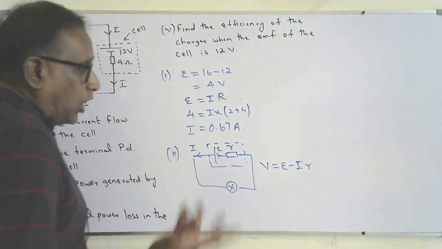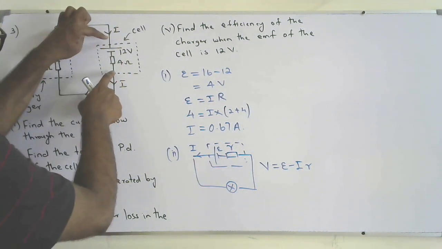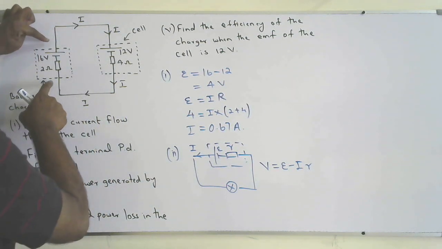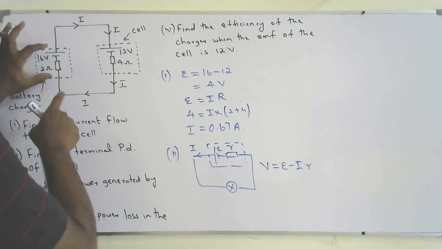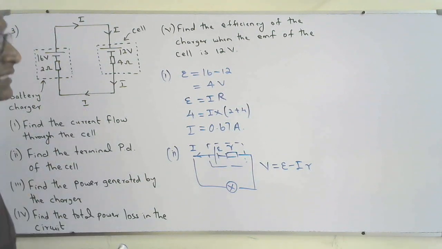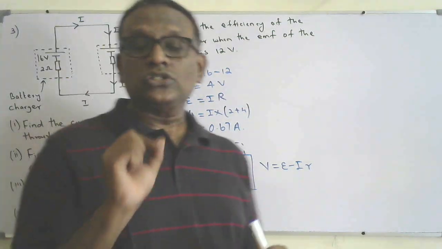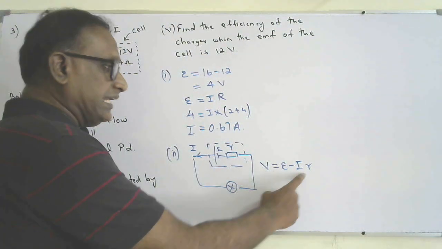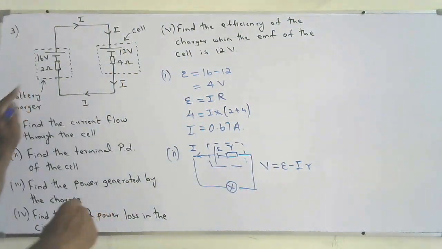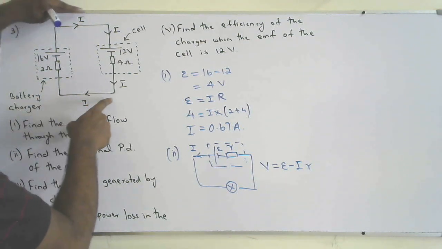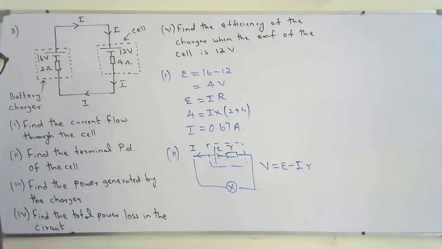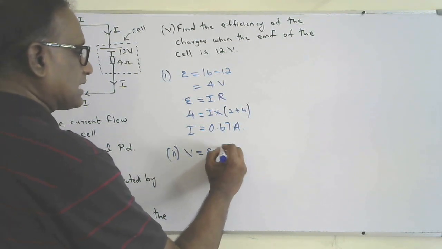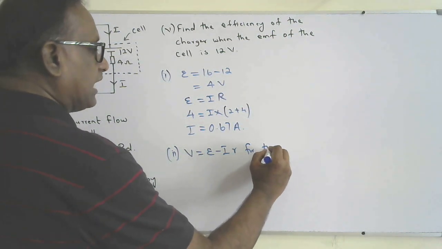So how can we find the terminal potential difference of the cell? I already told you that the terminal potential difference of the cell is the same as the terminal potential difference of the charger. But for the charger, current is coming out of the positive terminal of the charger. So I can use the same equation V equals E minus Ir. For the charger, that terminal potential difference will be the same for the cell also. So use V equals E minus Ir for the charger.